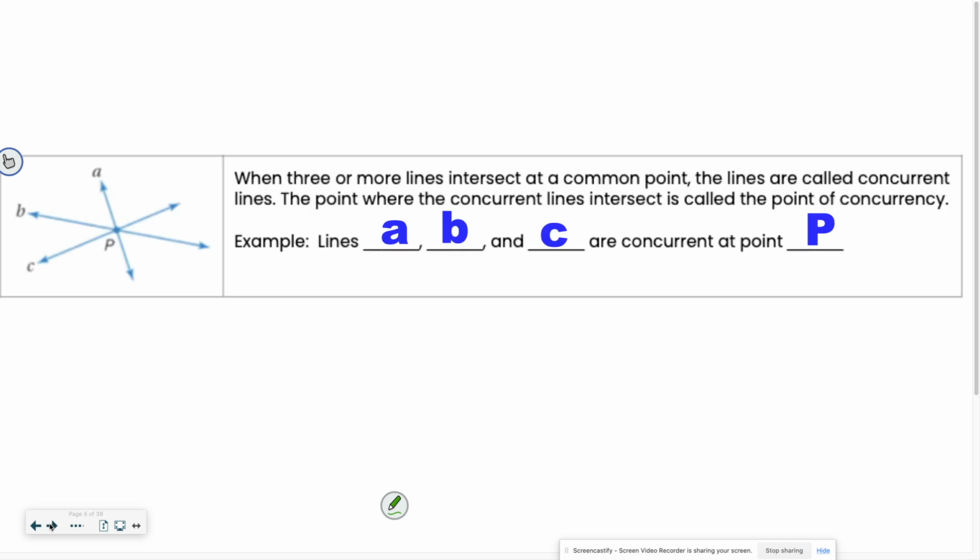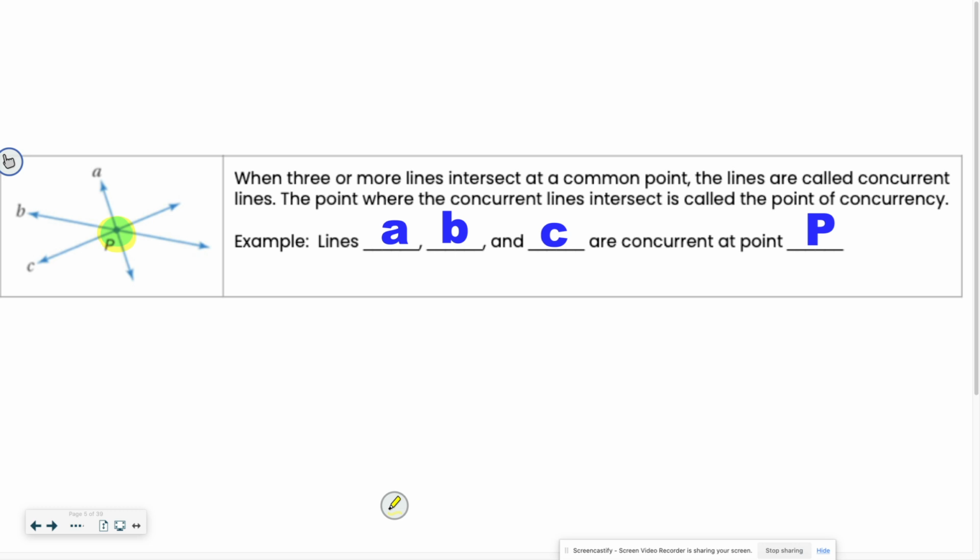All right, now I'm going to hit you with a bunch of vocab probably for the next few minutes here. The first part is when three or more lines intersect at a common point, the lines are called concurrent lines. The point where the concurrent lines intersect is called the point of concurrency. If we look at our example here, we notice that lines A, B, and C intersect at point P. So we would say that lines A, B, and C are concurrent lines. Their point of concurrency is point P.